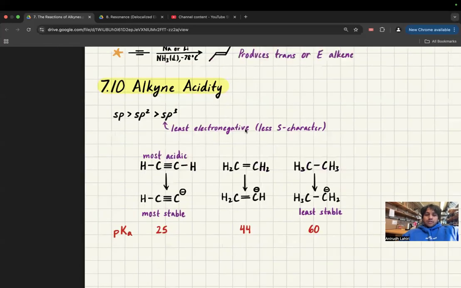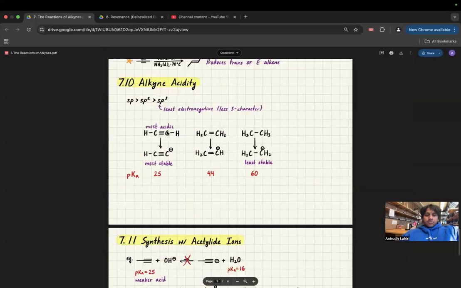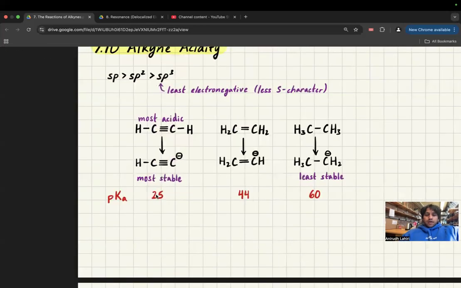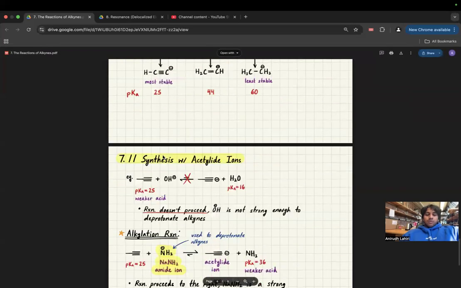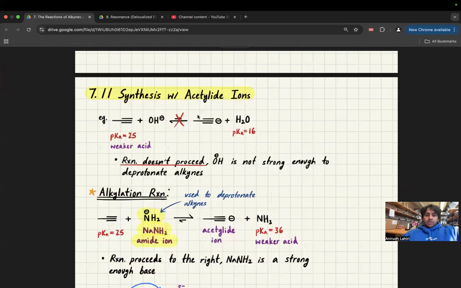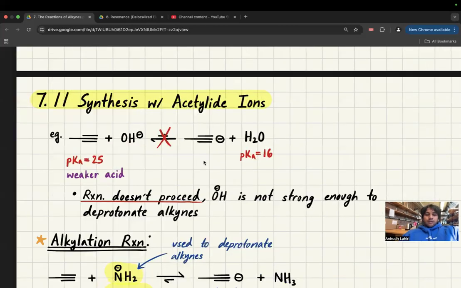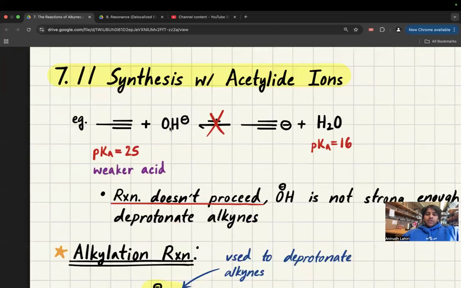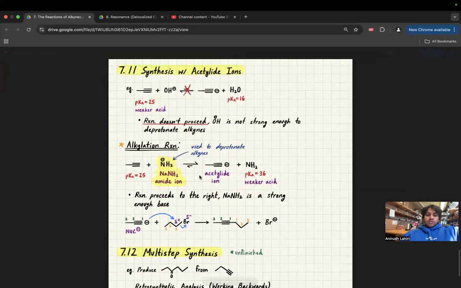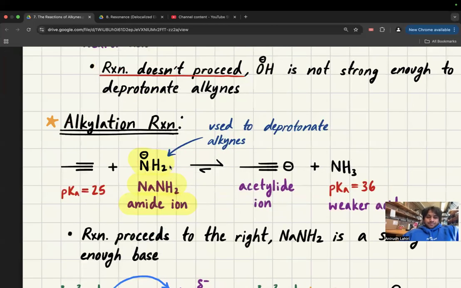Cool. Alkyne acidity. So we kind of talked about these earlier. But there's a lot of stuff that you can do with an sp carbon, okay? We do a lot of synthesis with acetylide ions. So right off the bat, OH is not strong enough to deprotonate an alkyne because the pKa of this is 25, the pKa of this is 16, so it'll favor this side as opposed to this side. So we use NH2 minus. It's an amide ion. Oftentimes you'll see it as NaNH2. Sometimes you might even see NaH, sodium hydride. They're all the same thing, okay?